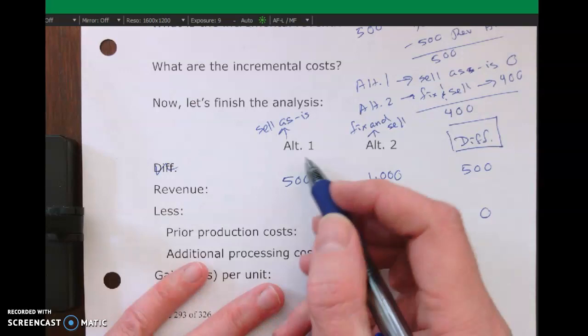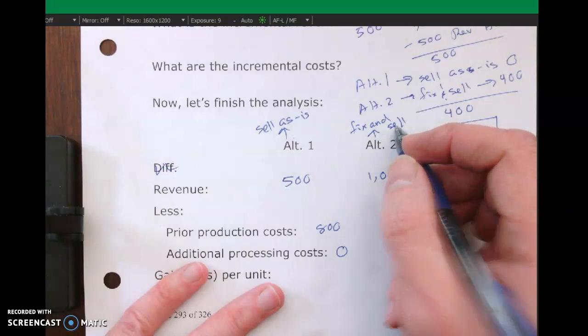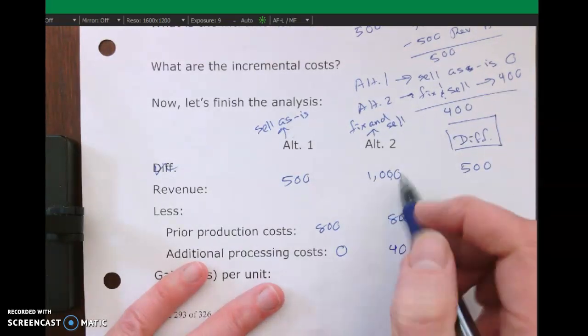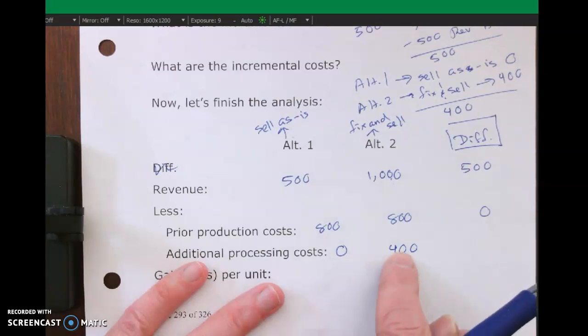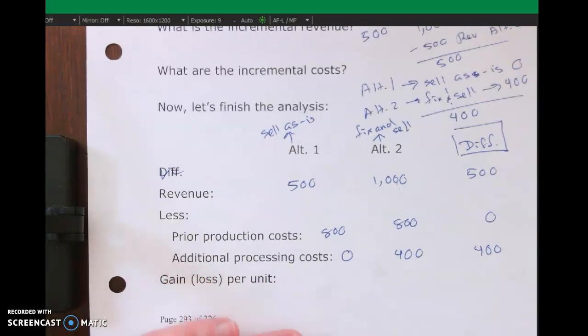If I sell it as is, I have 0 additional costs, because I'm not going to fix them up. But if I fix it up and sell it for $1,000, I do have an additional $400 cost. So my incremental cost is $400.